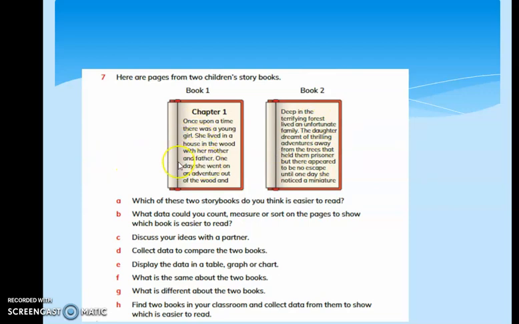So that makes it easier to read. What data could you count, measure or sort on the pages to show which book is easier to read?